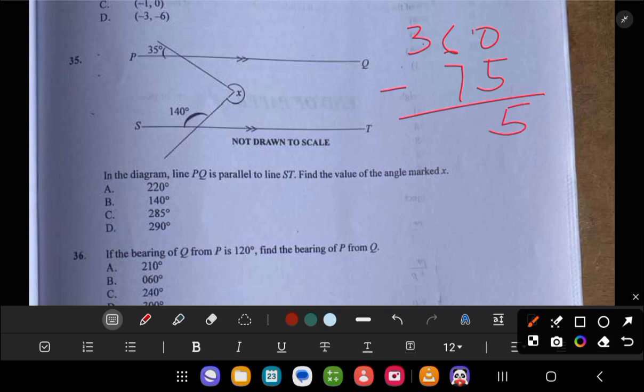How do you get a 5? You took 1, so you have 15 here. 15 minus 7 is what? 8. You take 1 from the 3, then you have 2 here, so 285. So the answer to question 35 is C.